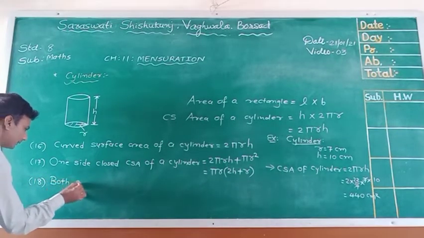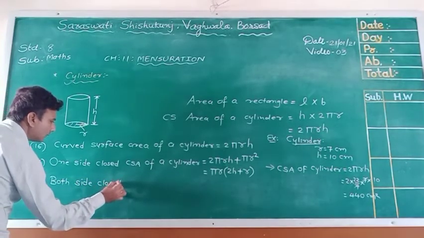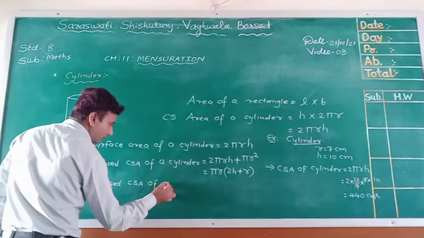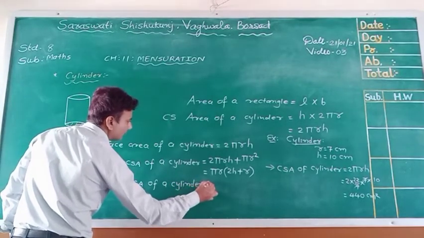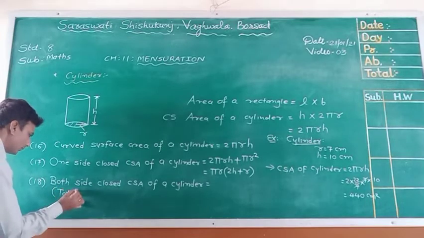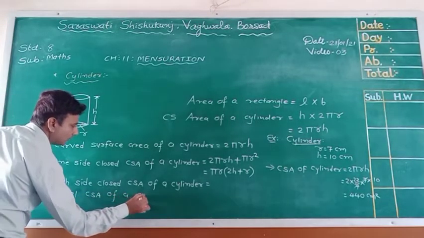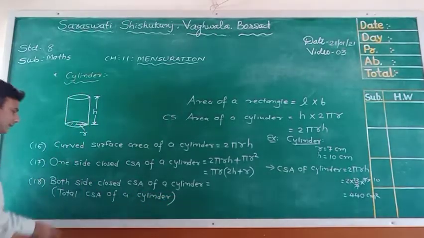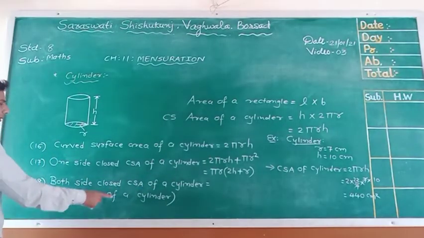Both side closed curved surface area of a cylinder means total curved surface area of a cylinder. Both we can say, no problem. Is this clear? Both side closed curved surface area of cylinder, otherwise total curved surface area of cylinder.